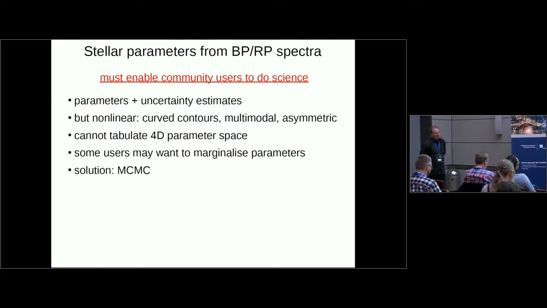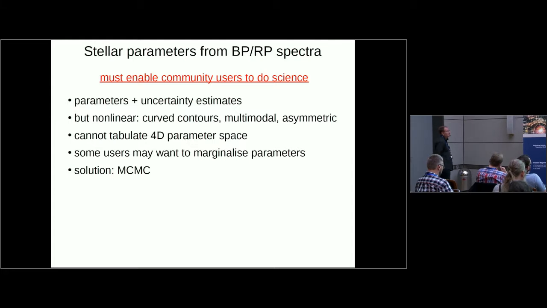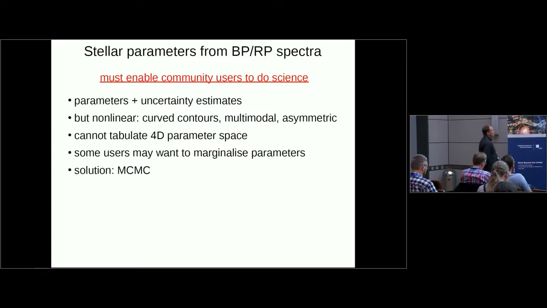And the simplest way you could think of, okay, you could tabulate that, but a tabulation in four-dimensional parameter space is quite a lot of data points that you would need to provide, and with sufficient resolution. And another problem is that some users also may want to marginalize over some parameters that we provide that they are not interested in. Given these two arguments, the simplest solution that we could come up with was to use an MCMC.